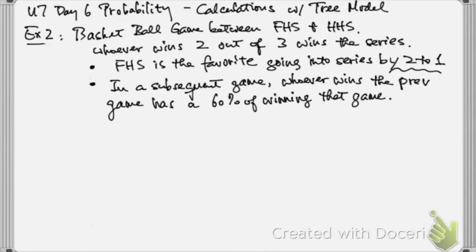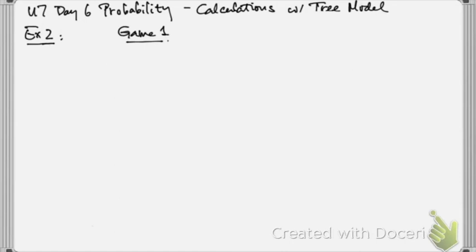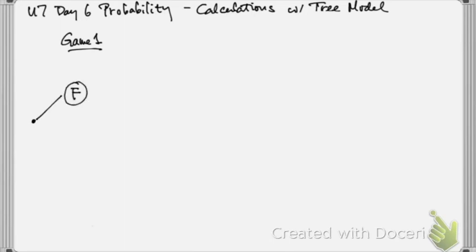Okay? So let's see if we can map out this series of 3 games using probability, and answer the question: what is the probability of Fremont winning the series? So let's start with game number 1. Again, we're going to start here, and it can go either way, right? Fremont may win the first game, or Homestead may win the first game.